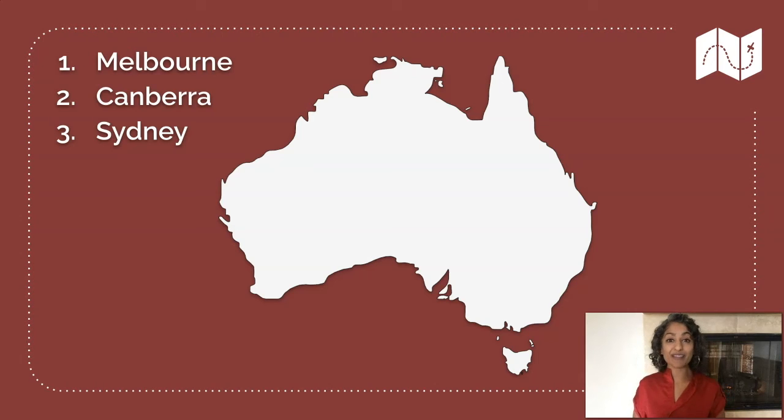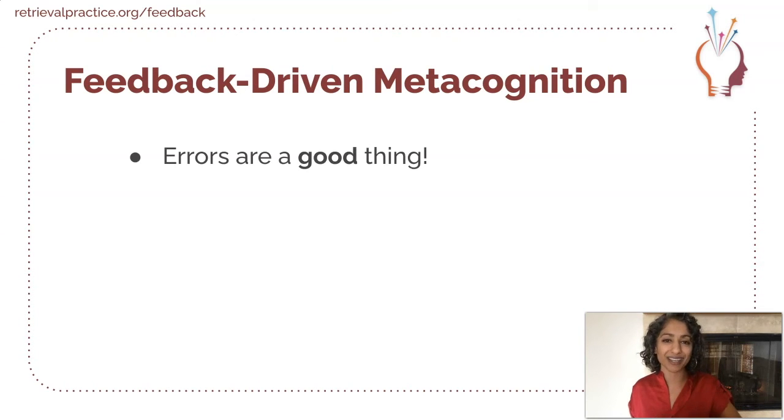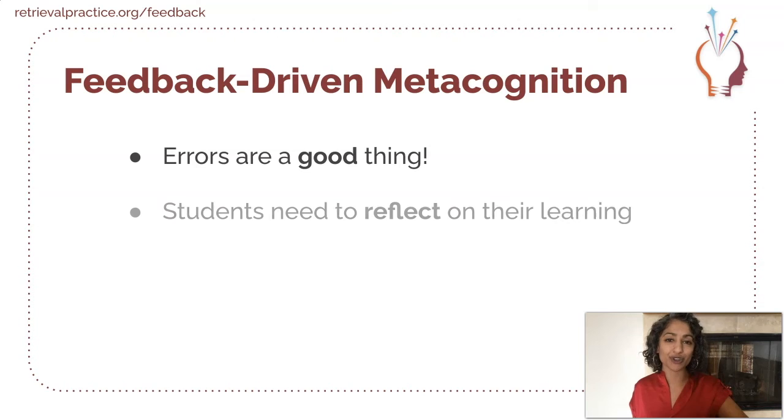Now, some of you may have been really confident that you knew the correct answer. You knew or thought that the answer was Sydney or Melbourne, but the answer is Canberra. This is an example of the fourth powerful teaching strategy called feedback-driven metacognition. Of course, we provide feedback to our students all the time. We need to remind ourselves and remind students that making errors are a good thing for learning, that mental struggle.